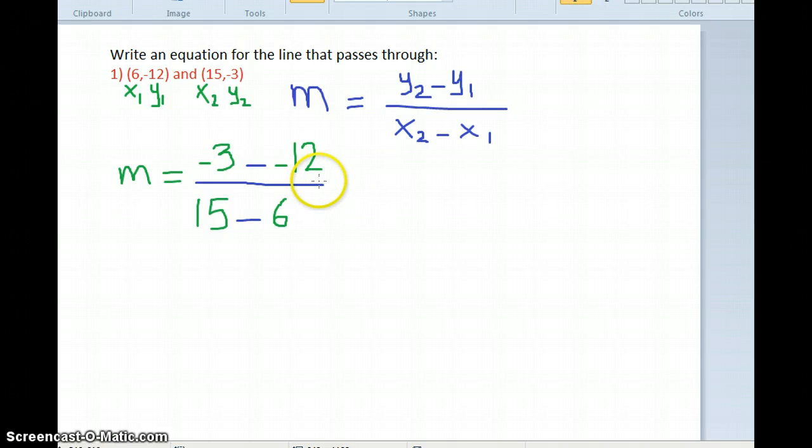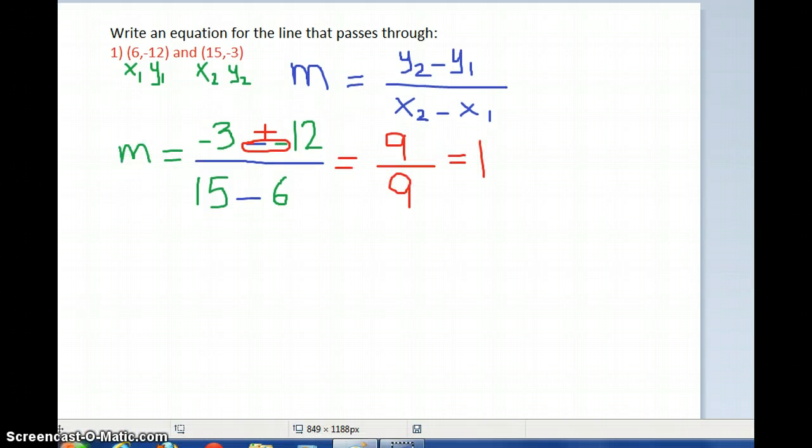If I work with that, a negative times a negative makes a positive, so the 2 negatives over here are just a positive. So -3 plus 12. Let's work it out. We get 9 over 9, which equals 1.